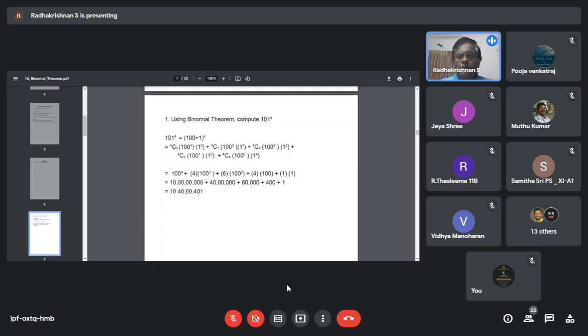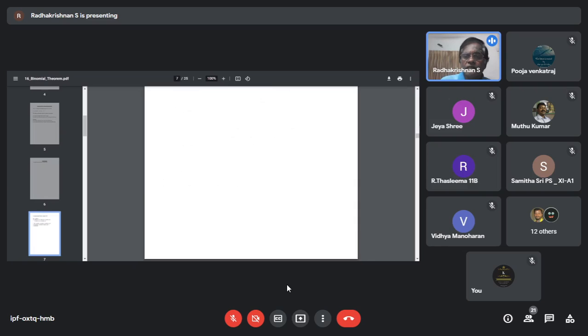Using binomial theorem, we can simply write it like this: 4c0 into 100 to the power of 4 into 1 to the power of 0, plus 4c1 into 100 cube into 1 to the power of 1, and so on. So that means 100 power 4 plus 4 into 100 cube plus 6 into 100 square plus 4 into 100 plus 1 into 1. So we get the result as 10 crore 40 lakhs 60,401. That is your expansion for 101 to the power of 4. So next problem you can do.